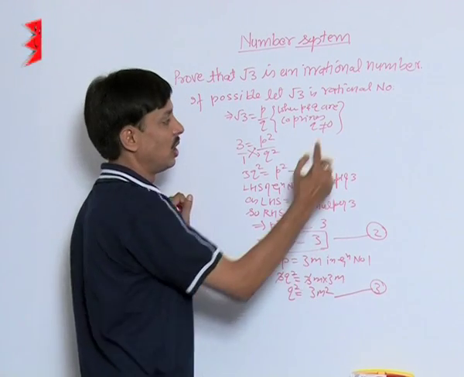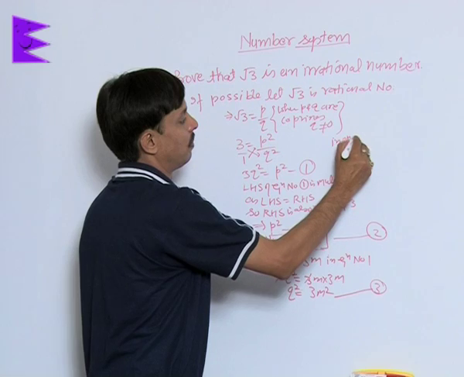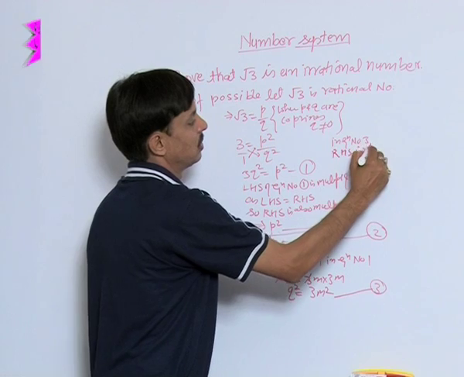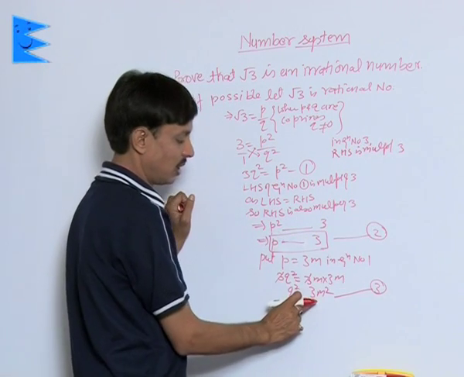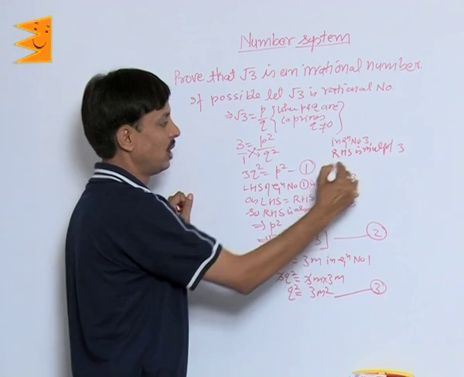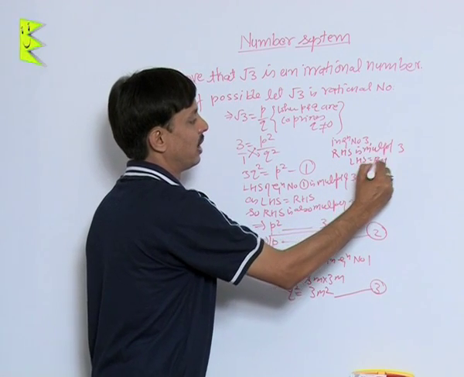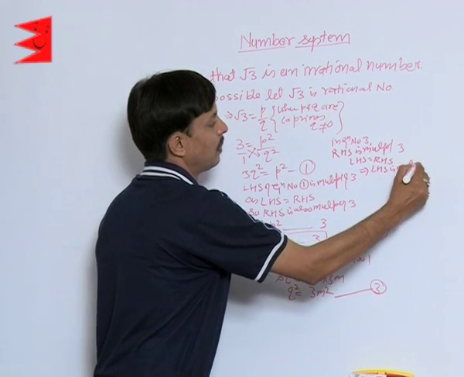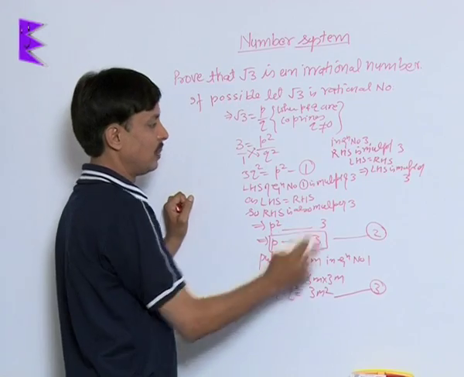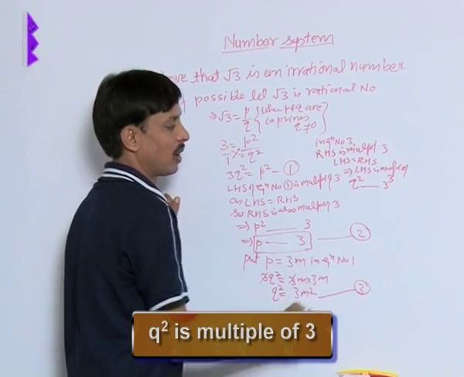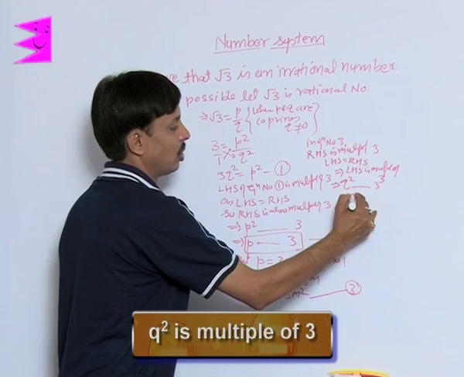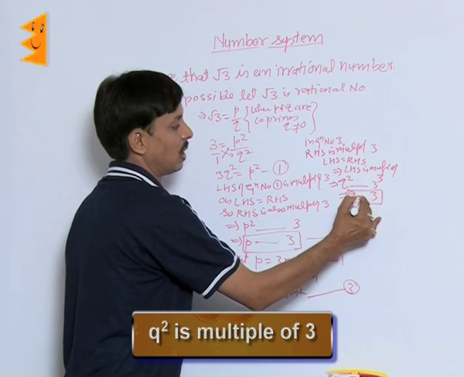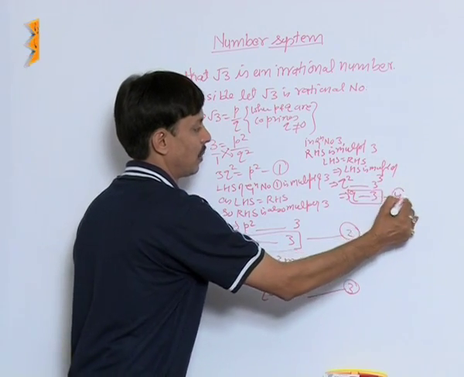In this equation number 3, what we are finding is RHS is a multiple of 3. Clearly you can observe here 3m square is a multiple of 3. LHS is equal to RHS implies that LHS is a multiple of 3. LHS means q square is a multiple of 3, which implies that q is a multiple of 3. This is the conclusion, that is q is a multiple of 3. I can say result number 4.